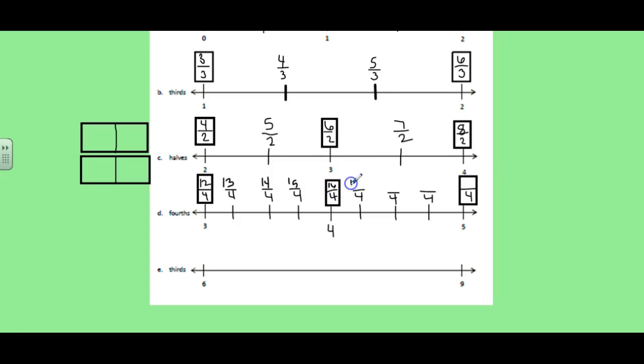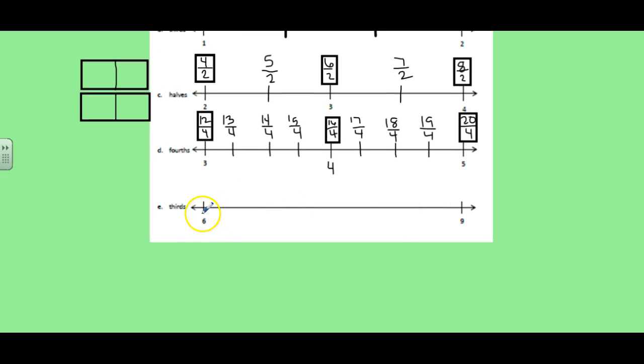to 4 wholes, and then we go from 17 fourths, 18 fourths, 19 fourths, and then 20 fourths is equal to 5 wholes. And you can check it by saying, what is 16 divided by 4? And we know that that's equal to 4. And we know that 20 divided by 4 is equal to 5, so that tells us that our fractions are right on our number line.